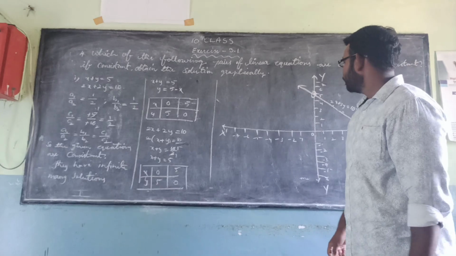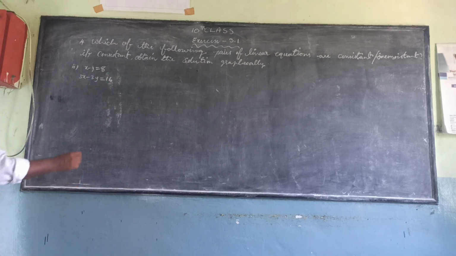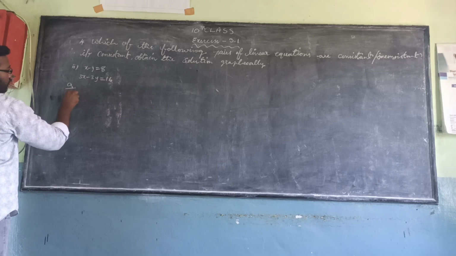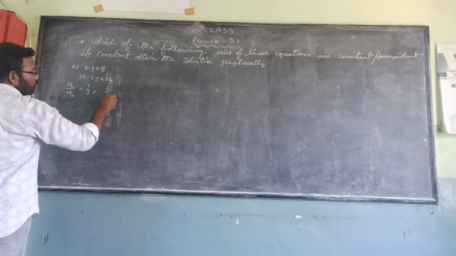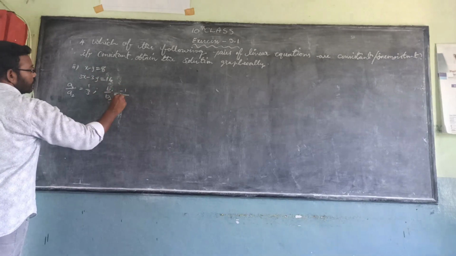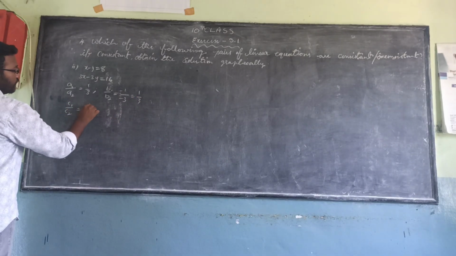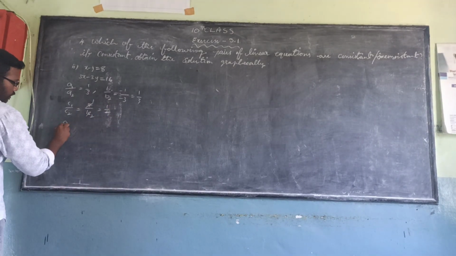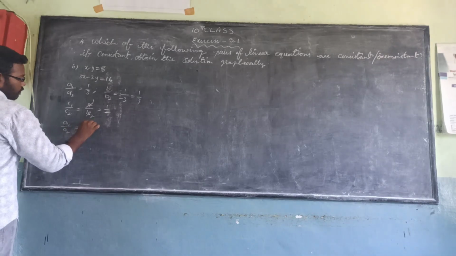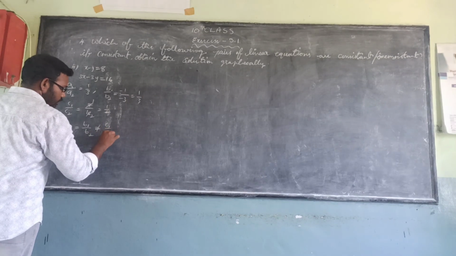That's it. Second question. x minus y is equal to 8 and 3x minus 3y is equal to 16. So here a1 by a2 is equal to 1 by 3. And b1 by b2 is equal to minus 1 by minus 3, it gives you 1 by 3, and c1 by c2 is equal to 8 by 16, 8 ones are 8, 8 twos are 16, that is equal to 1 by 2. If you observe here, a1 by a2 is equal to b1 by b2, that is not equal to c1 by c2.